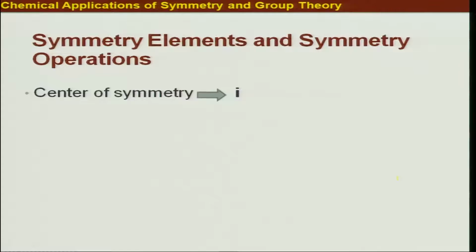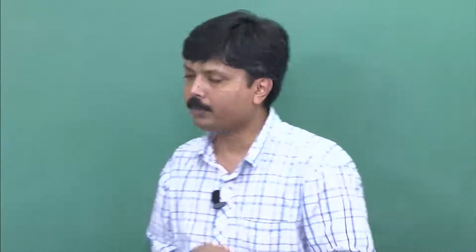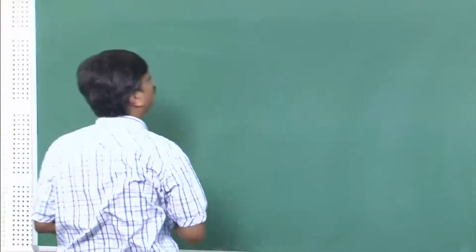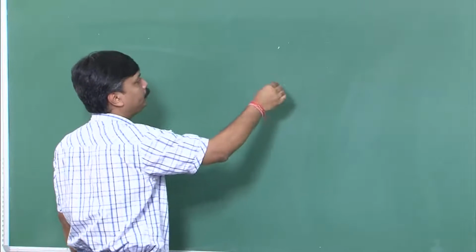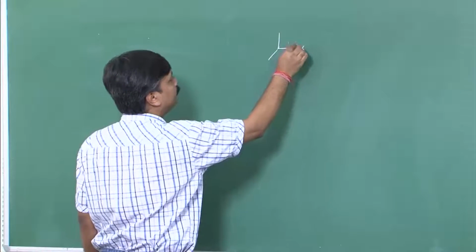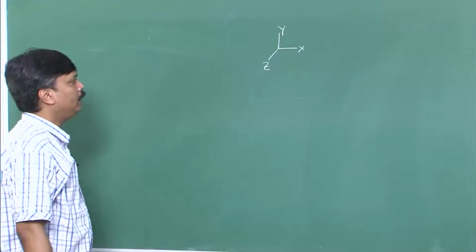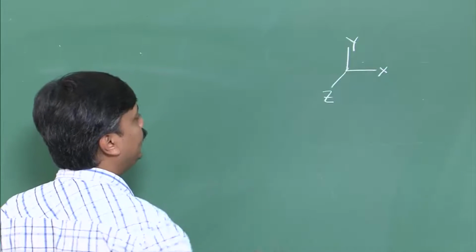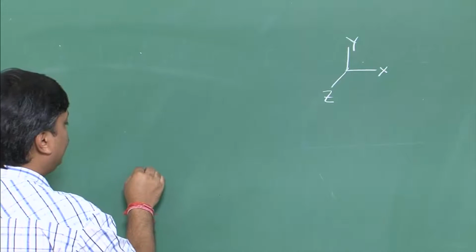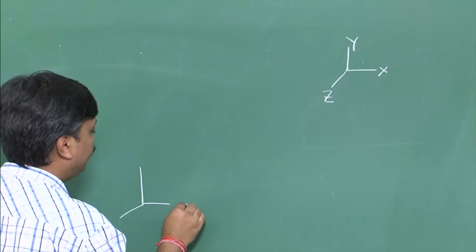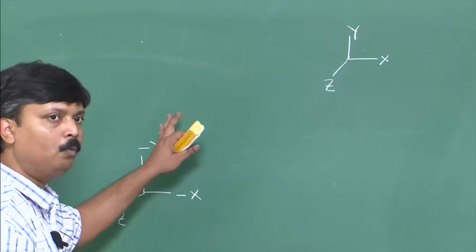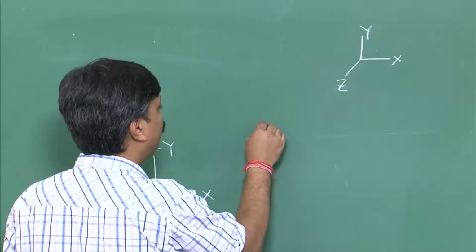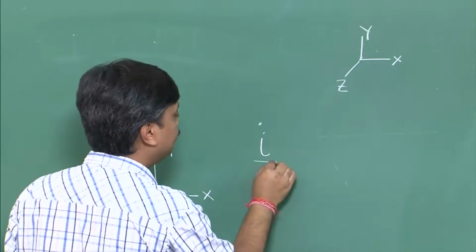Let me try to explain this in a little better way. Let me use a board here. Suppose this is my space, which characterizes any particular molecule. Now I take any particular point, and the coordinate of that point is x, y, and z. Now if I take this point whose coordinate is x, y, z and can find an equivalent point here whose coordinate will be minus x, minus y, and minus z, then the origin of this system will be the point of inversion or center of inversion. So this particular point here will be the center of inversion, I.